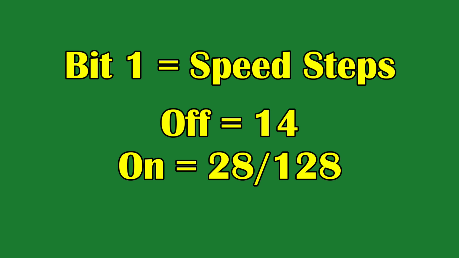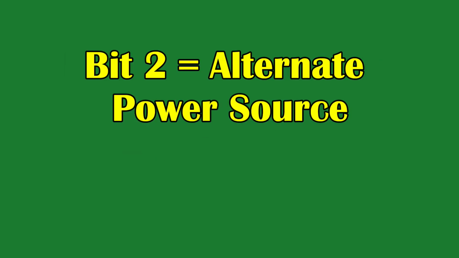Bit 1 controls speed steps. Off means your loco can only use 14 speed steps. On means it can use the 28/128 speed steps. This is normally switched on by default by the manufacturer. Bit 2 is the power source, and we will talk about this in more depth in a moment.